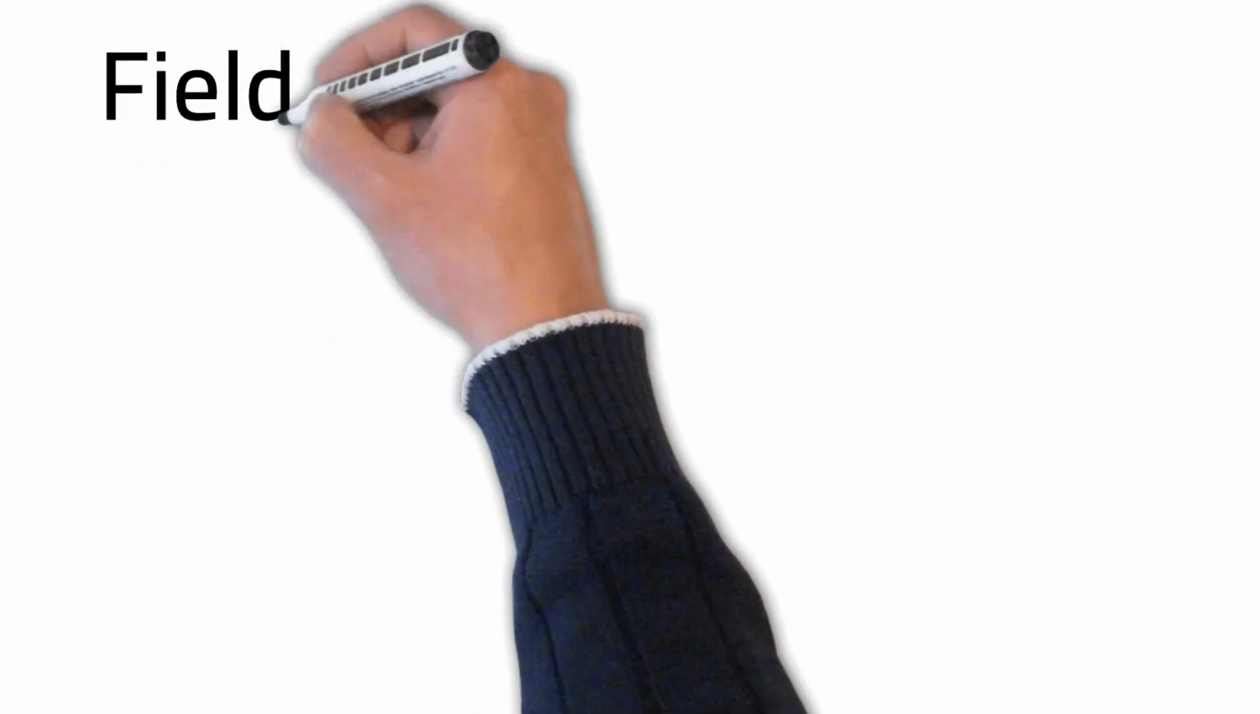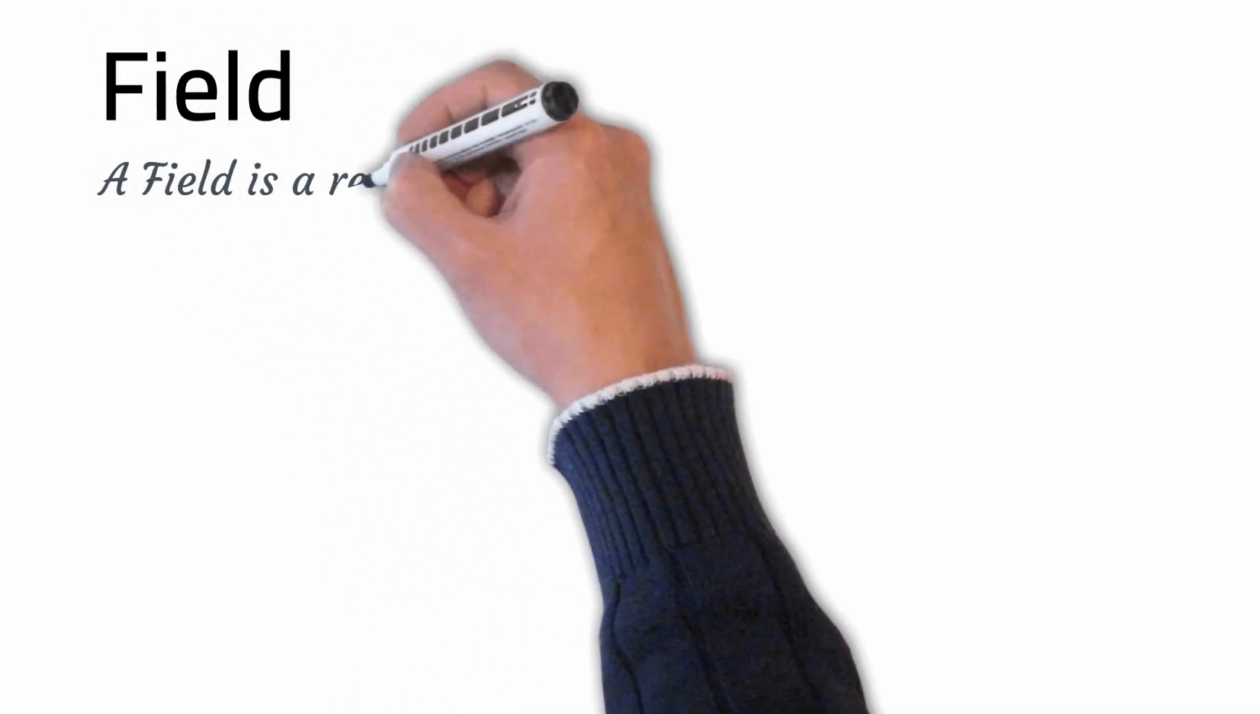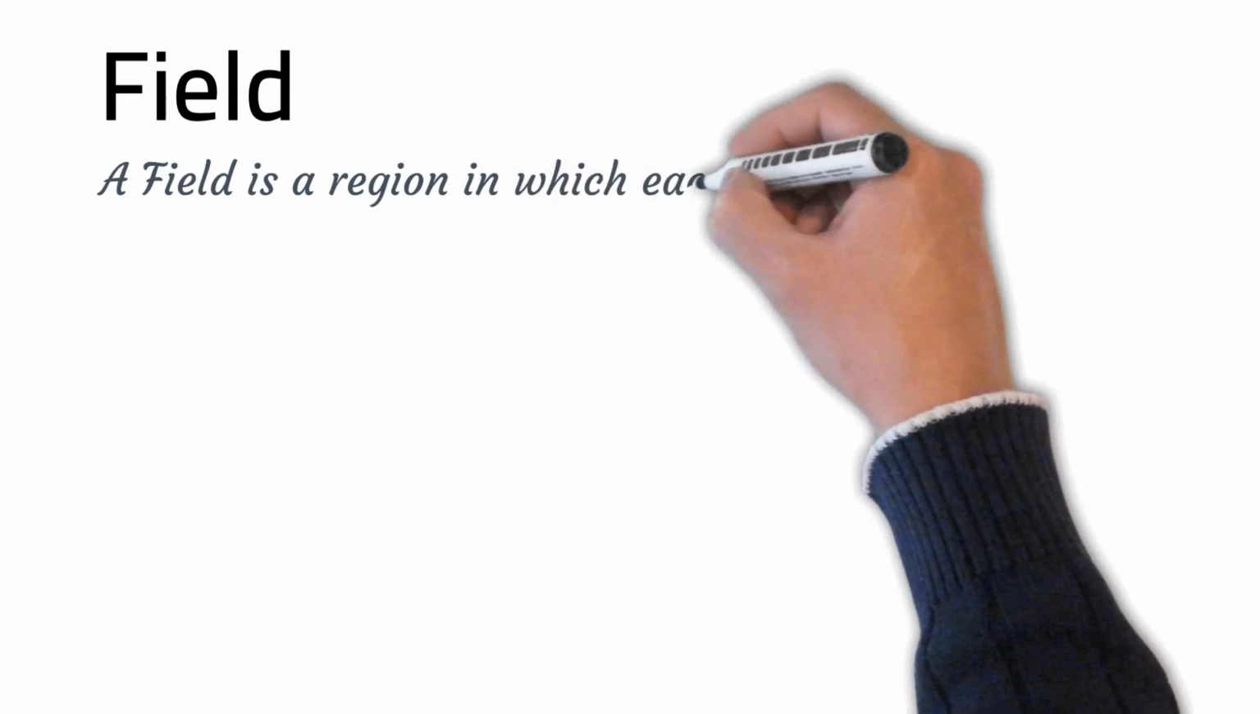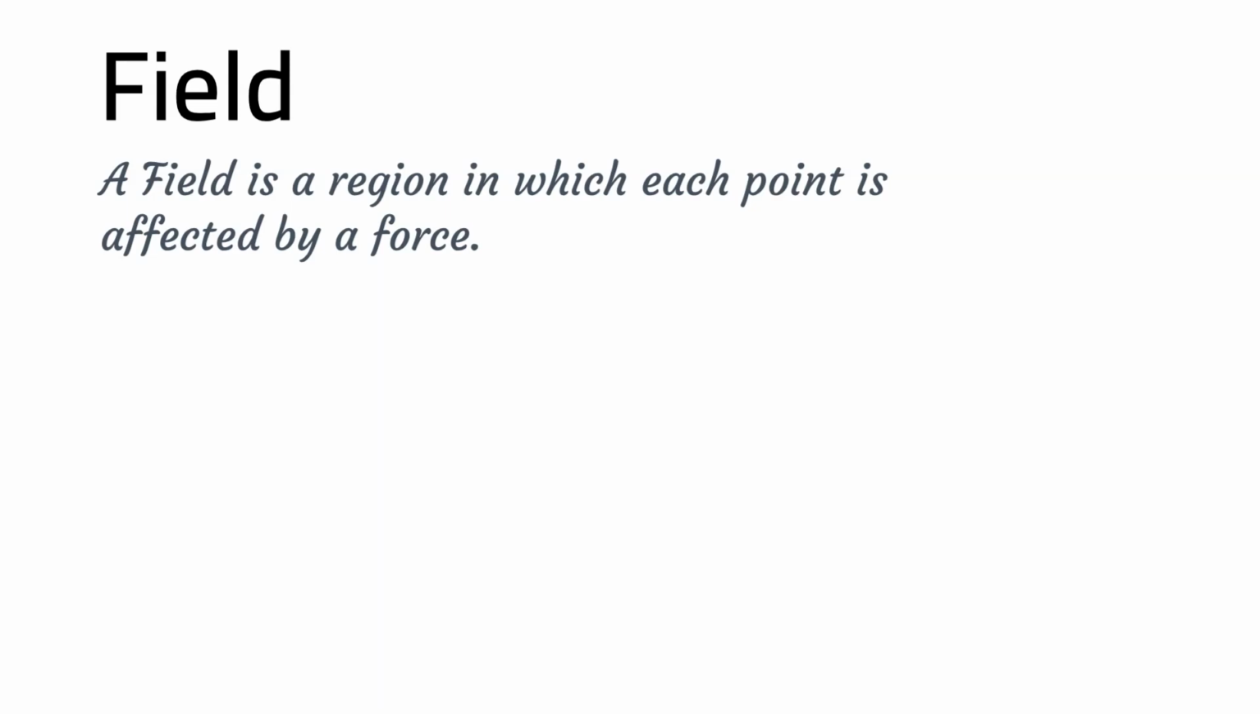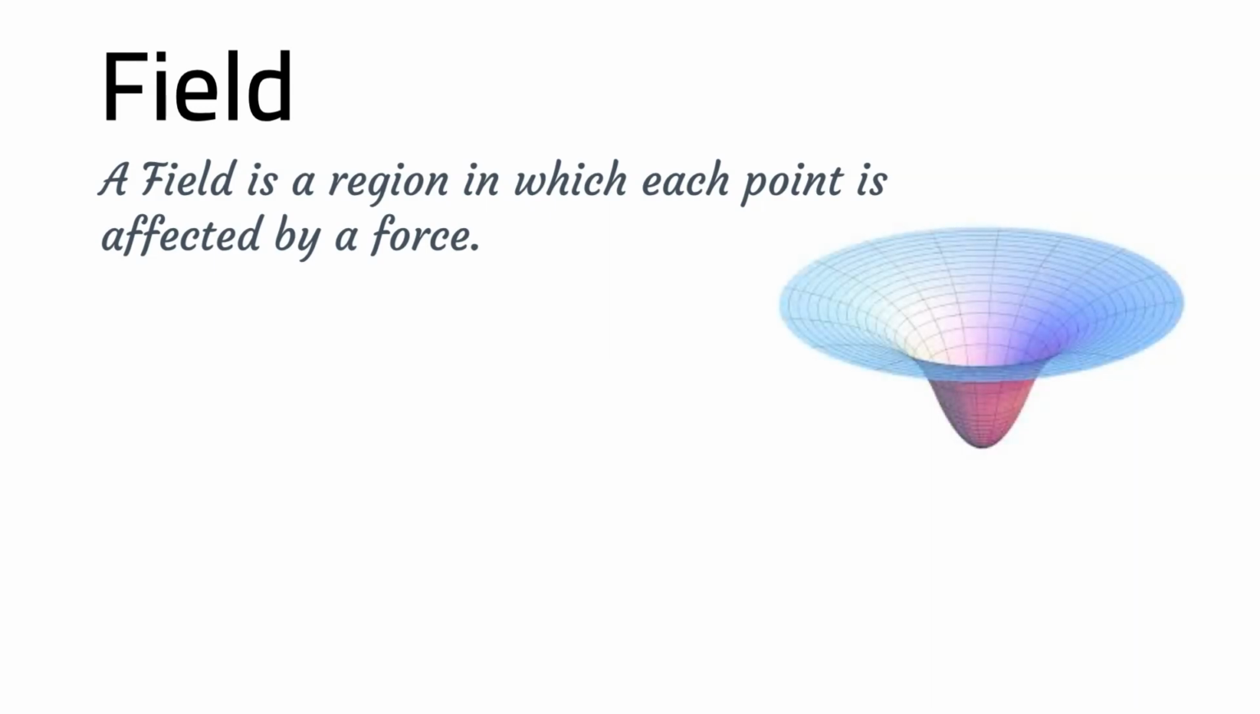Let's begin. Field. What is a field? A field is a region in which each point is affected by a force. Each point is affected by a force. For example, objects fall to the ground because they are influenced by the Earth's gravitational field.